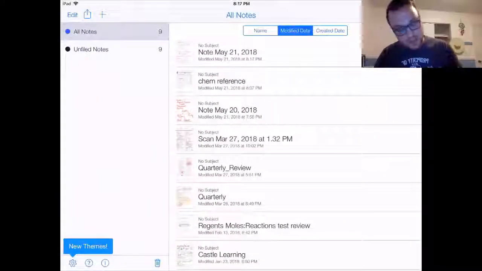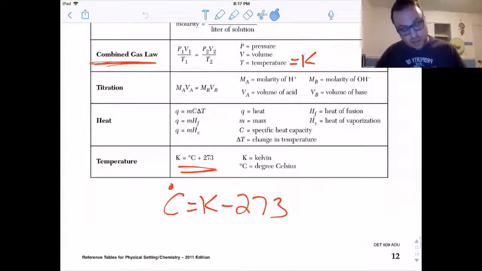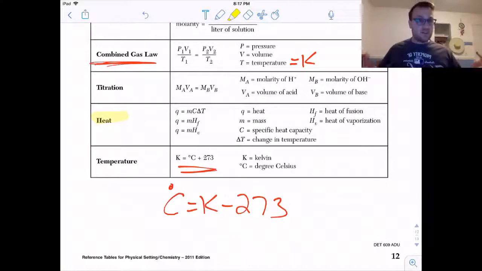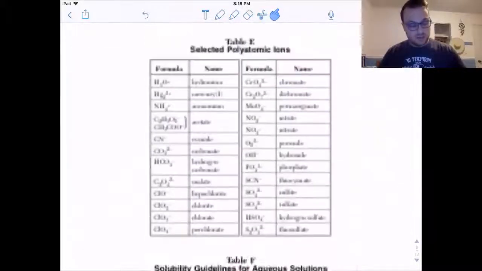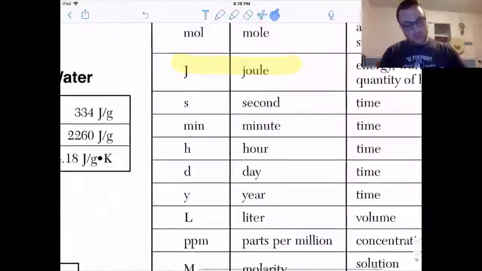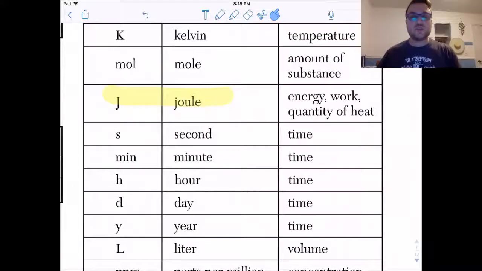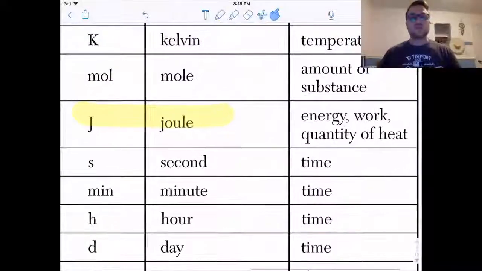How do we know when to use the Q equations? You're going to see something about heat. It's asking you about heat, or it mentions something about heat. You use the Q equation. Sometimes, if we go to our Table D here, it'll say something about joules in the question. Joules is a unit used to measure energy, aka heat. Heat's a form of energy.